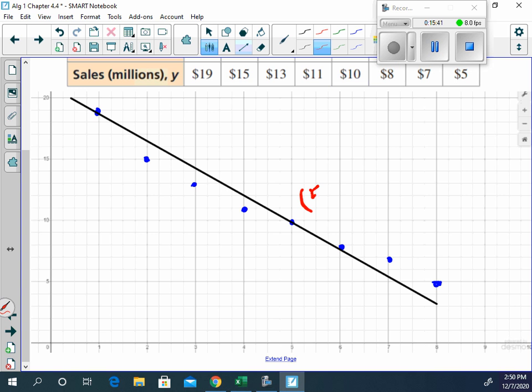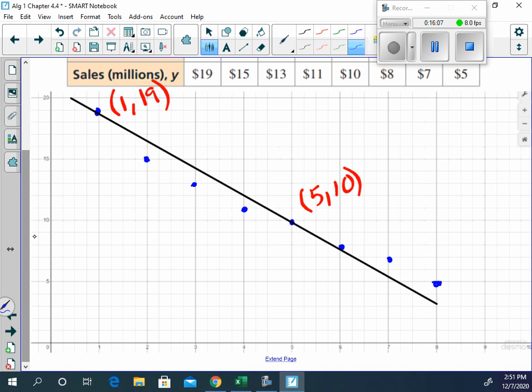And so we try to go through 2 points so that there's the same number above and below it. Now, one of them we went through was 5, 10, and the other that we went through was 1, 19. We try to make it so that we want the line to go through 2 points.